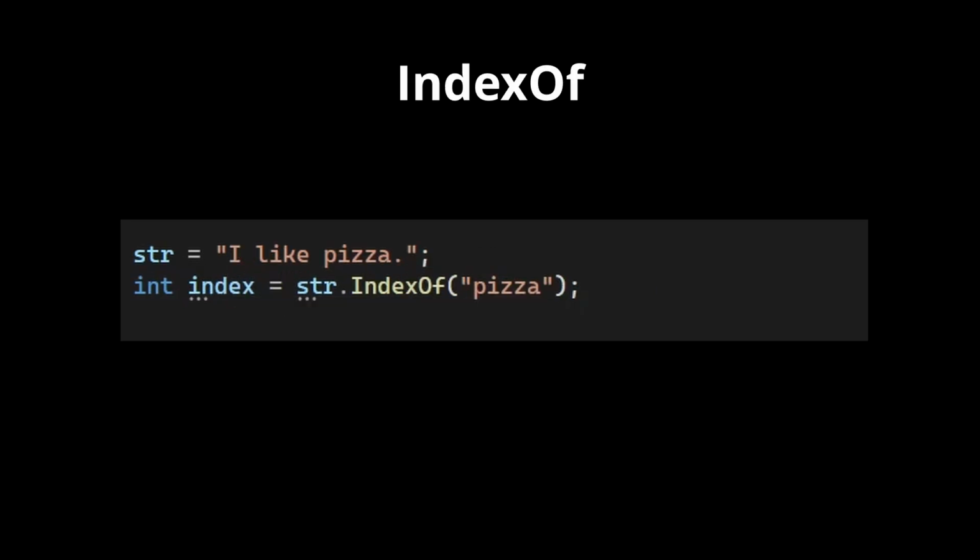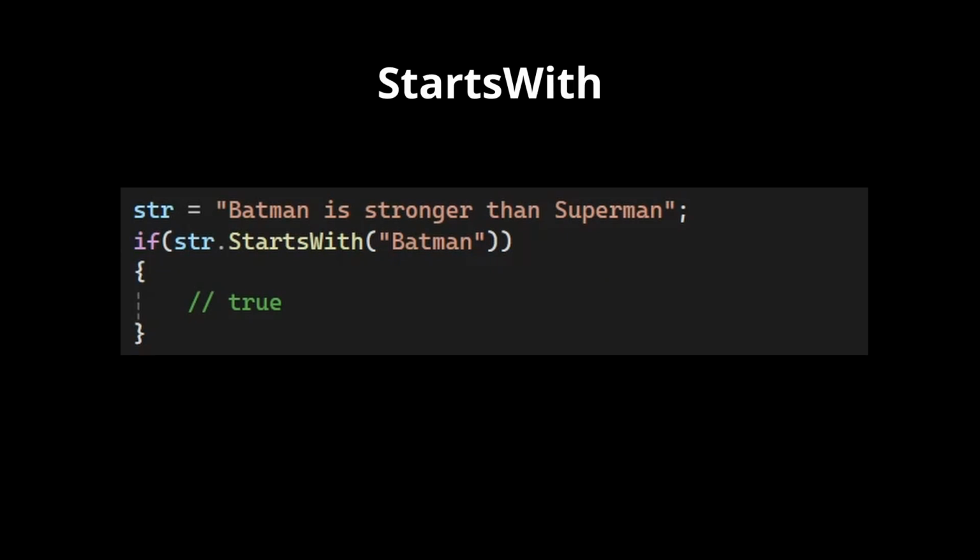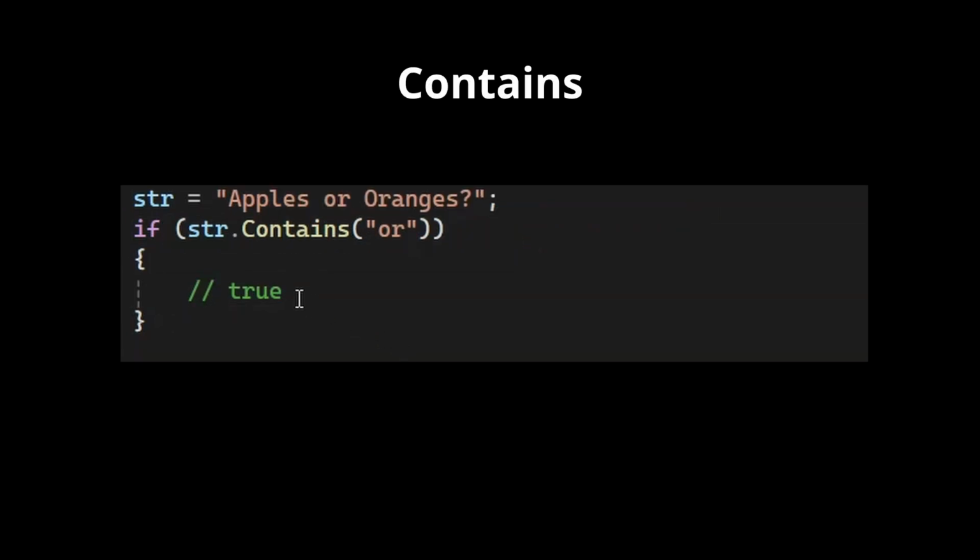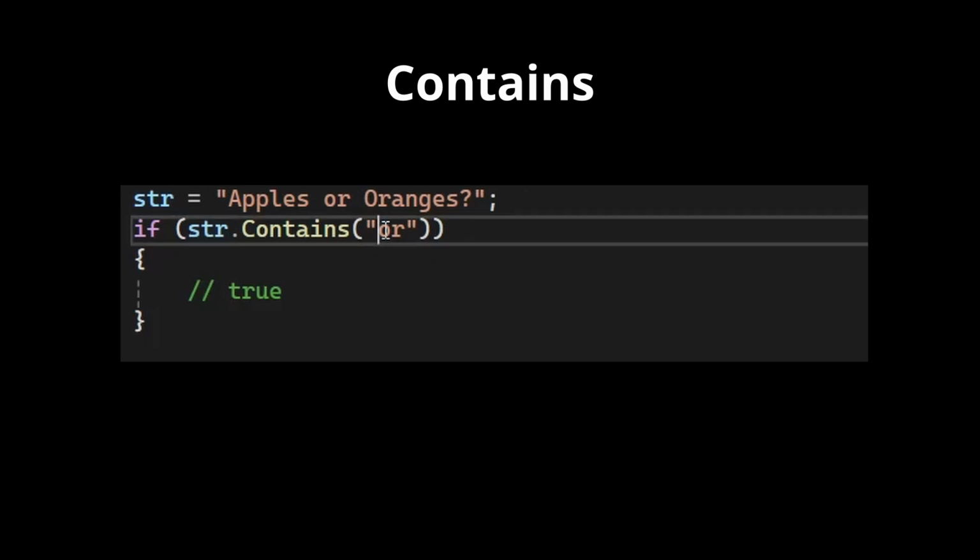Here is the IndexOf function, which will try to find pizza in this string, and it will return the index, which in this case is 7. If it didn't find pizza, it would return a -1. Here we're using StartsWith, which is true if this string starts with Batman, which it does. Here we have a simple Contains. In other words, if the string contains the word or, this is true, which is in this case true.